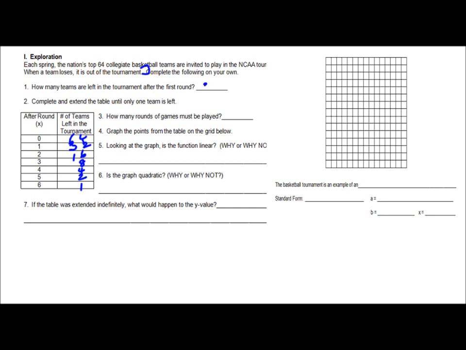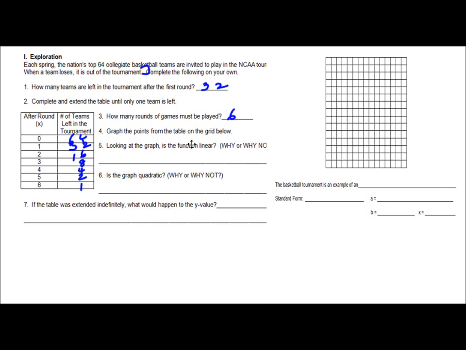How many teams are left after the first round? So yeah, these questions are given to motivate you. How many teams are left in the tournament after the first round? 32. So now we completed this table. How many rounds of games must we play? See how many rounds have been played? There are 6 rounds.